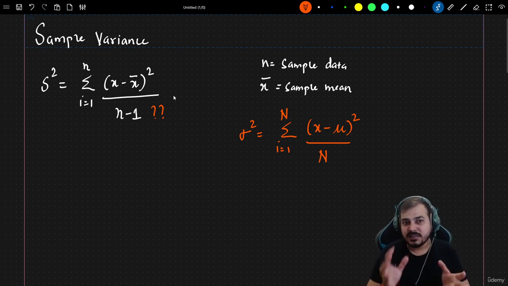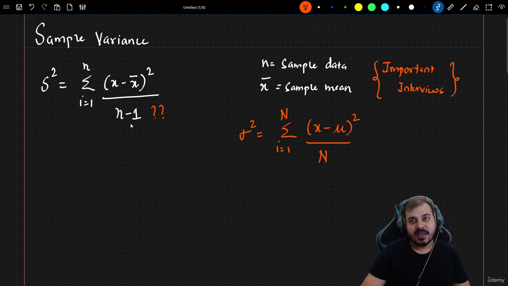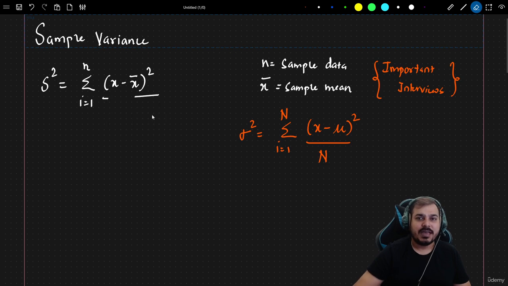So we'll try to understand the reason why we are discussing this, because this is a very important interview question. I've seen many people getting this particular interview question in their interviews itself. So we're going to understand why we have to divide the sample variance by n minus 1. For right now, let's consider that I'm using small n over here instead of n minus 1.